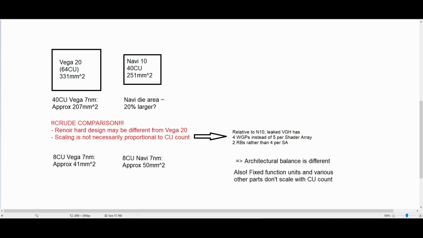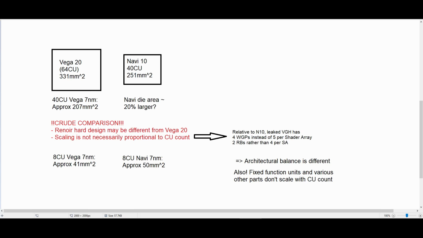But if we just go with those numbers, we'd see an 8 CU size of approximately 40 millimeters squared for Vega and about 50 millimeters squared for Navi. I'd say to make a safe conclusion, I would guess that these are going to be around the same size GPUs.